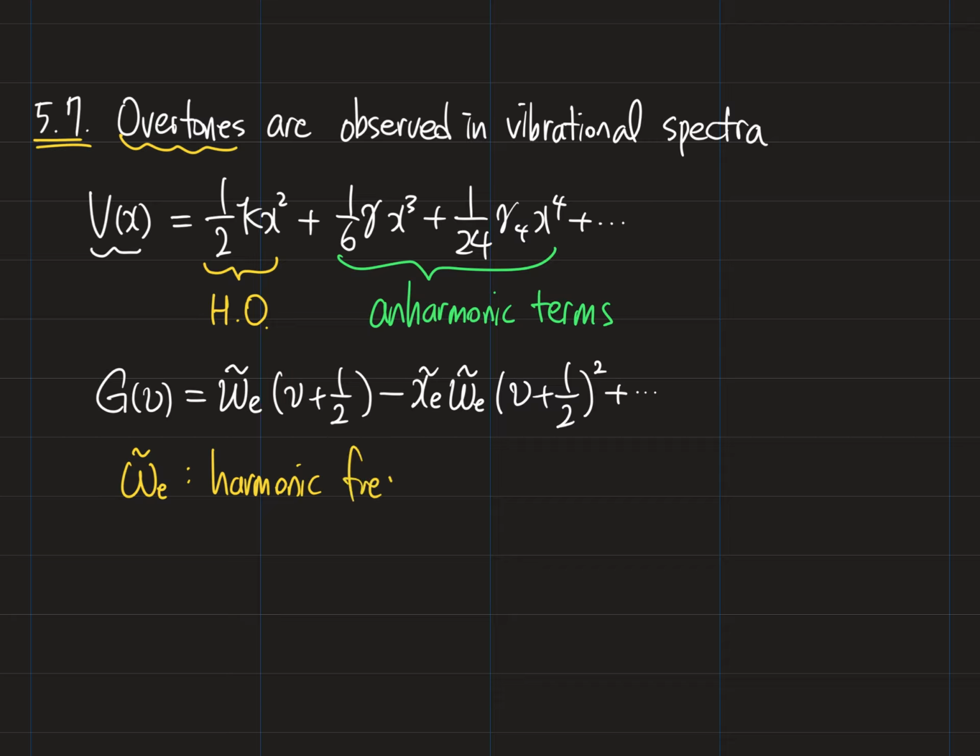is the harmonic frequency. You will easily realize that the first term is from the harmonic oscillator approximation, and the second term is from the anharmonicities.